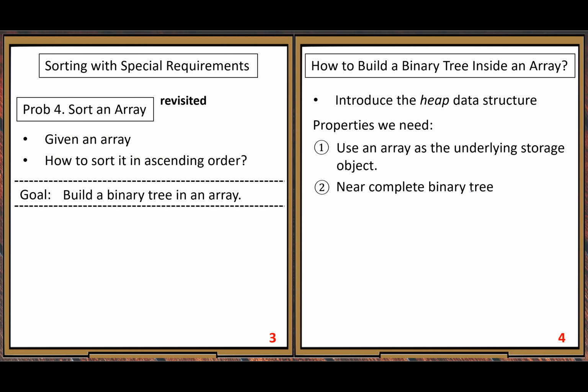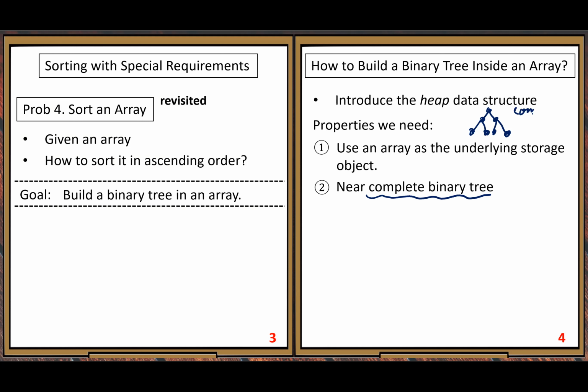So what's that near complete binary tree? Let me explain a little bit. Probably you have some idea here. Let me just clarify it. First, you know the complete binary tree, right? All the levels of your binary tree must be full. So the first level under the root must be full, and the next level also must be full, and so on. All levels must be full.